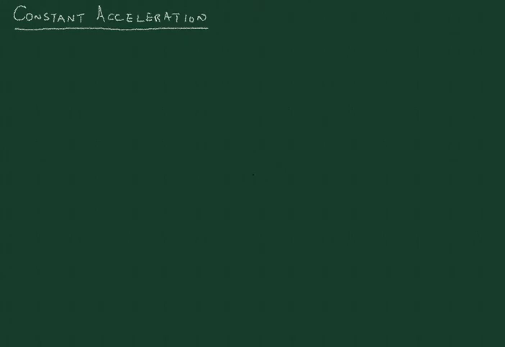Well, the equations of motion we talked about in the last video are the most general form. It's also useful to look at a special case, which is when we have constant acceleration. In other words, we say that the acceleration as a function of time is just some constant acceleration, a0.